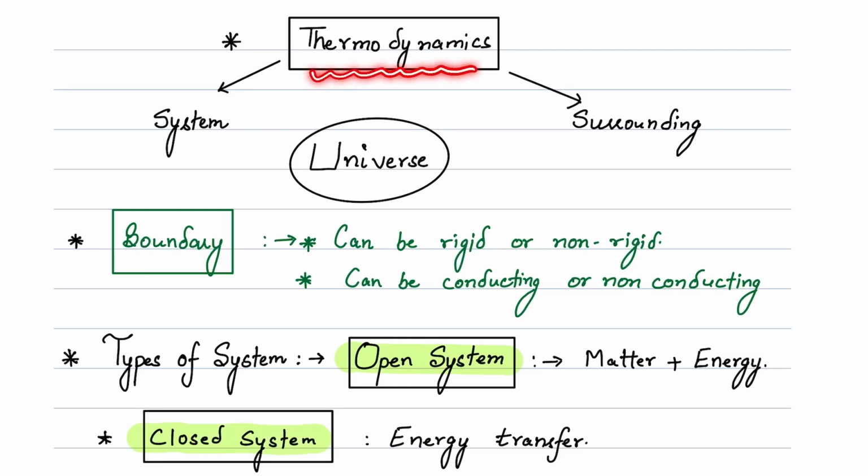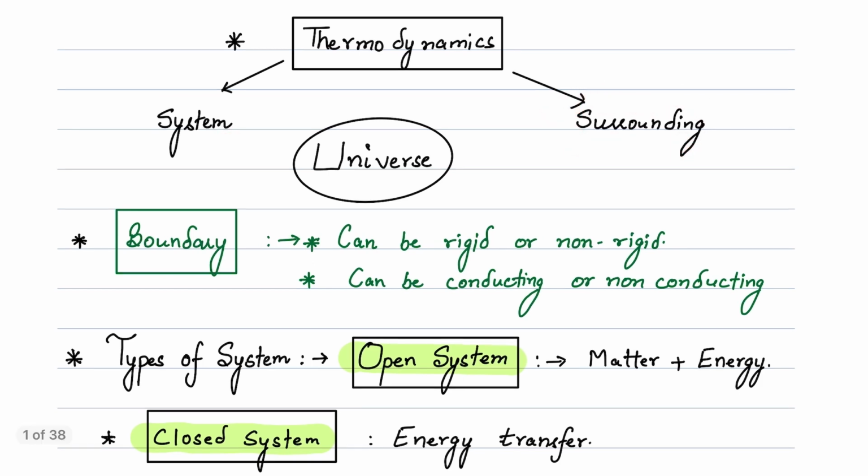Now let's start our chapter thermodynamics. Basically there are two important terms in this chapter. The first one is system and the second one is surrounding. So this system plus surrounding makes universe. Anything that is under observation, that is system, the rest of the things are surrounding.